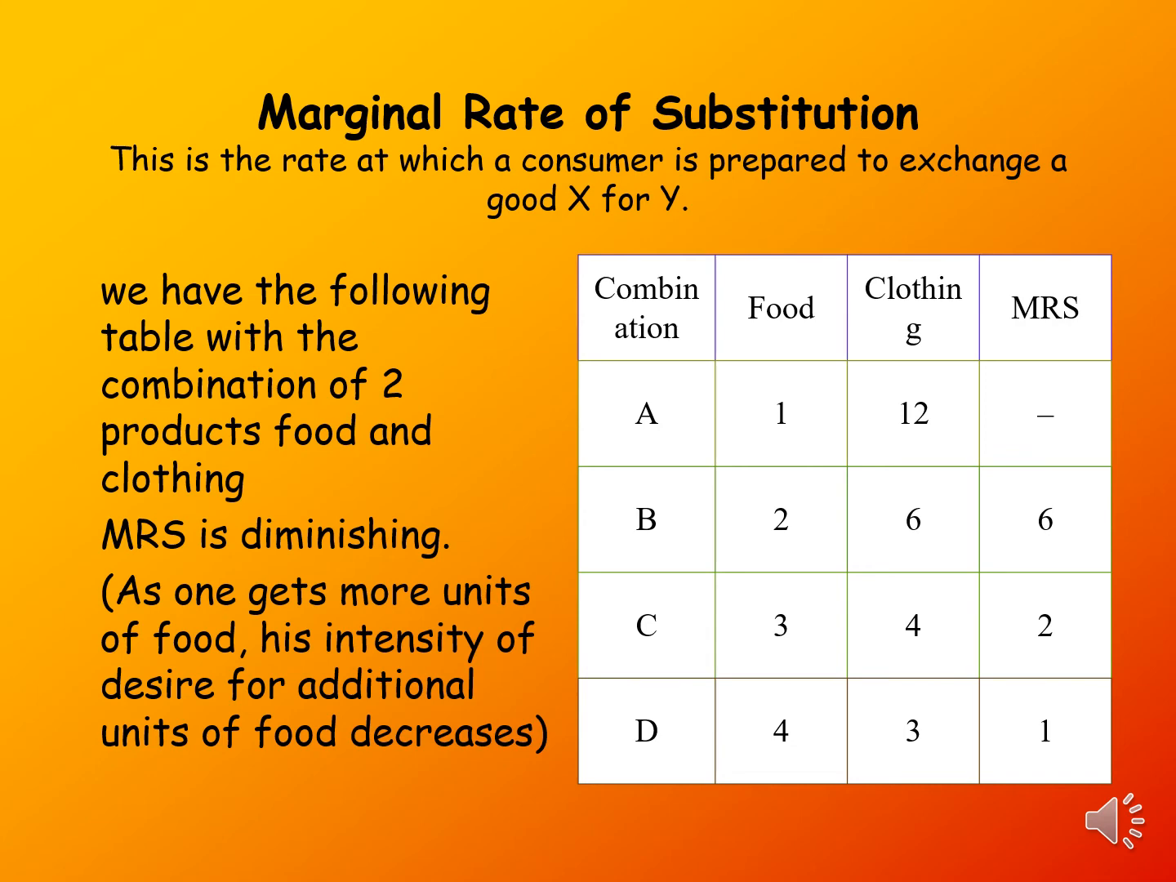Again, when coming to the third combination, we can see that food again increased by 1 unit, it becomes 3. From 2 it becomes 3, and clothing decreased from 6 to 4. So the difference between 6 and 4 is 2. 2 is the marginal rate of substitution. Like that we find out the marginal rate of substitution, which is the rate at which a consumer is willing to exchange a particular product for the consumption of another product.